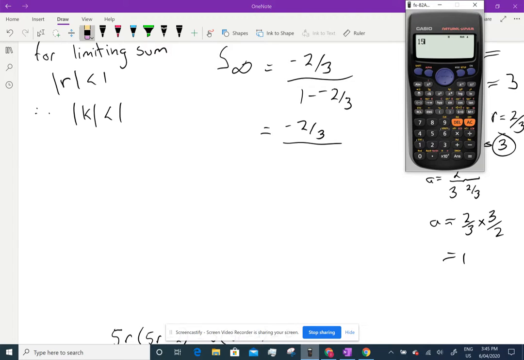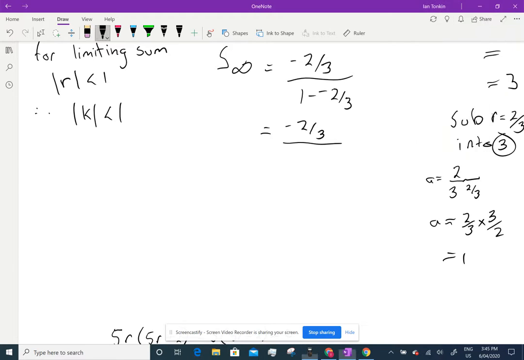So I'll do it just so, but I know it's going to be 5 on 3. But let's do it. 1 minus negative 2 on 3. 5 on 3. Always good to check. Multiply by the reciprocal, negative 2/3 times 3 on 5. The 3's will cancel, which gives me negative 2/5.